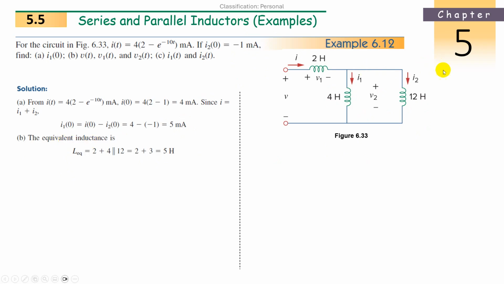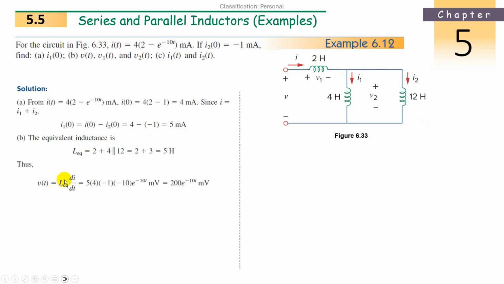Find the equivalent inductance so that we can know what is the voltage. So for the equivalent inductance, these two are in parallel: 4 and 12 are parallel and 2 is in series. So 2 plus 4 and 12 in parallel, which is 3. So 3 plus 2, 5 Henries. Total equivalent inductance is 5 Henries. Now we can know what is the voltage.